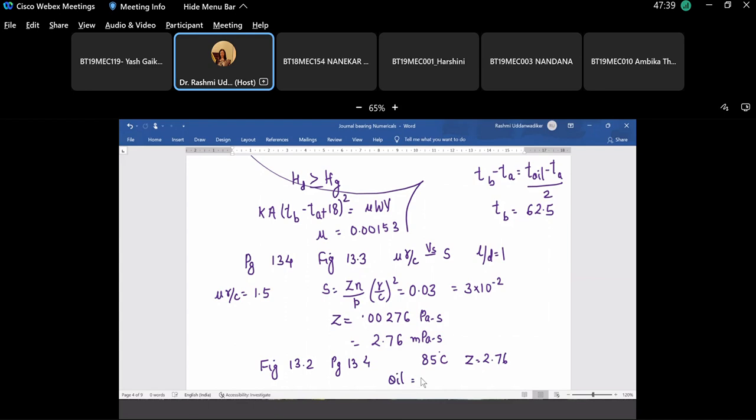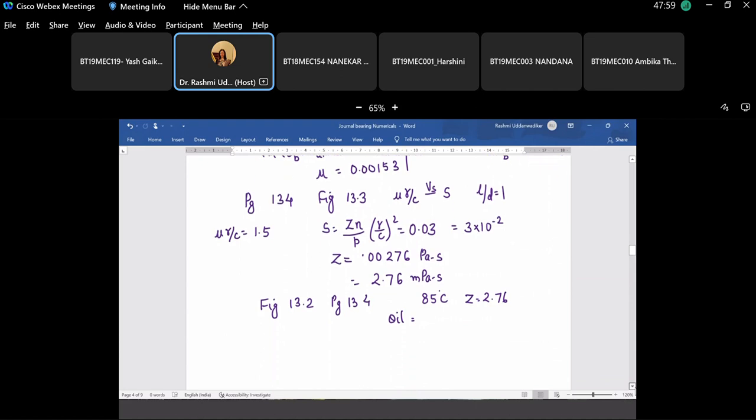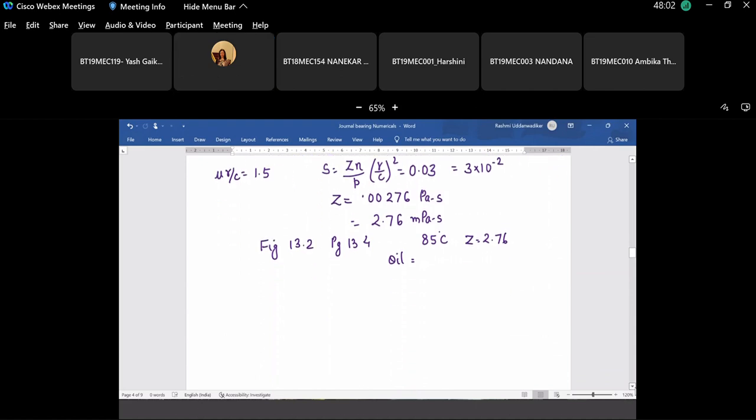Which oil is suggested? This is having a very low value of viscosity. What does your graph suggest? For such a low viscosity, light turbine oil. For such a low value of viscosity, the oil is light turbine oil.